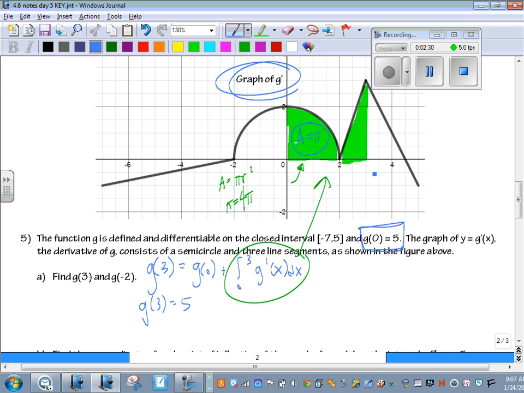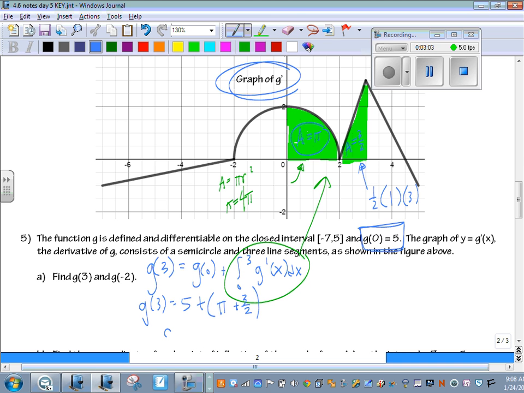This area, we just have a triangle, 1/2. Our base, careful, our base is just 1. This is going from 2 to 3. And so our base is 1, height is 3. So our area for that is 3/2. So it's not going to be a very pretty looking answer, but we have 5 plus, this whole thing is pi plus 3/2.